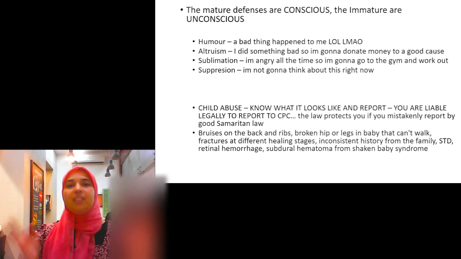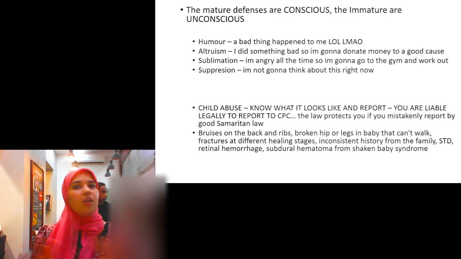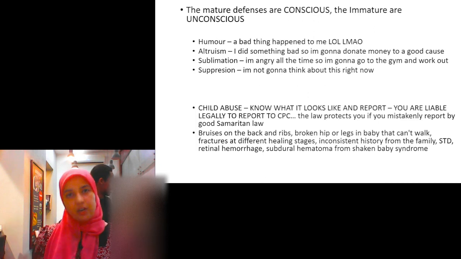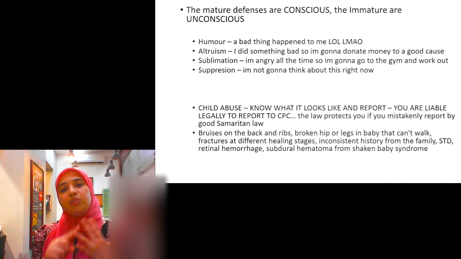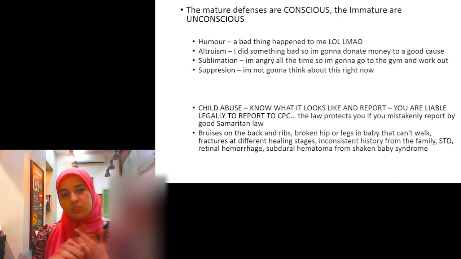An STD, a sexually transmitted disease. That is alarms and red flags in a child for sexual abuse. Retinal hemorrhages, like we've said, subdural hematoma from shaken baby syndrome.